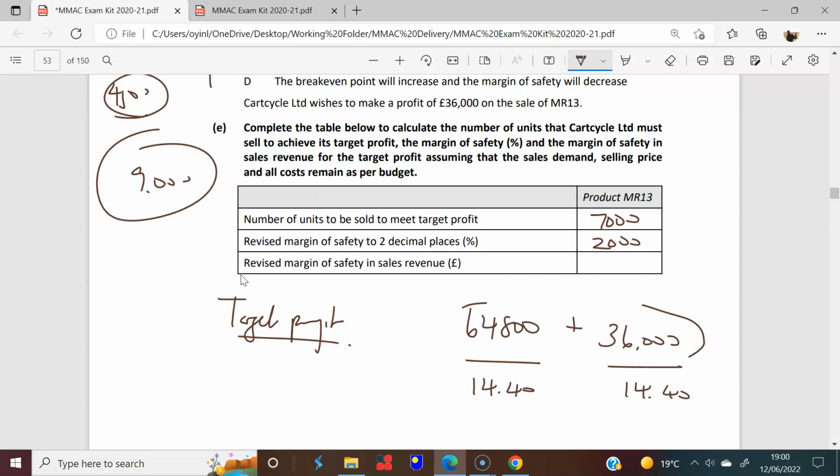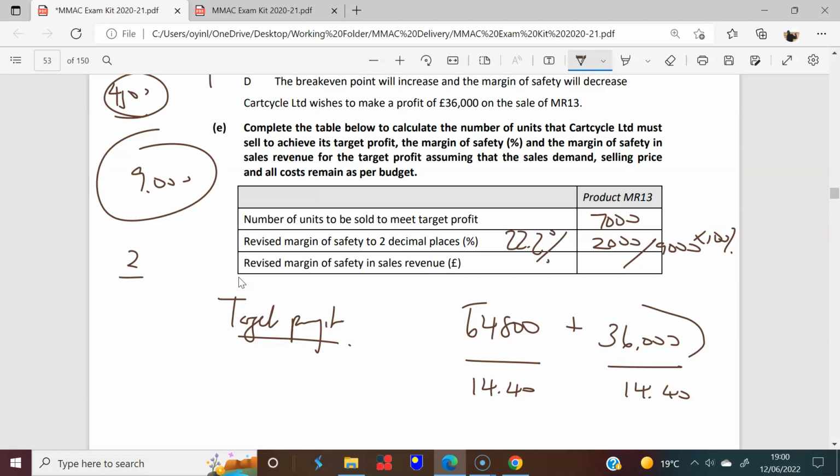And therefore, as a percentage, of course, this is 2,000 over 9,000, times 100%, because this wants it as a percentage, not as units. So 2 divided by 9 times 100. Yeah, 22.2%. I get 22.2%.